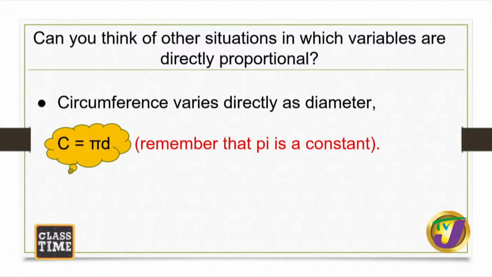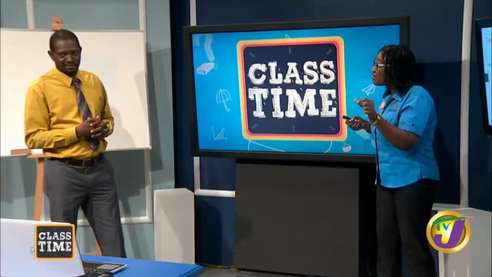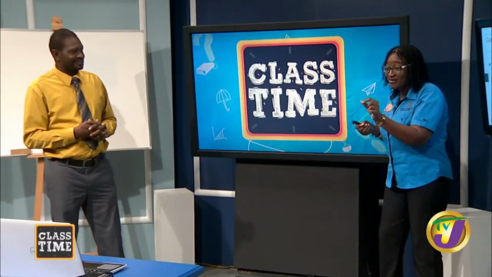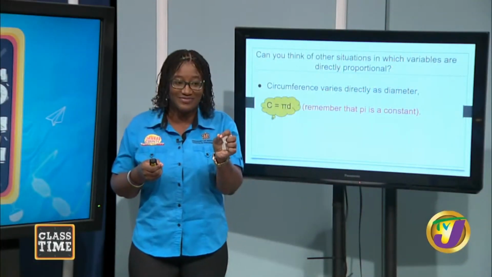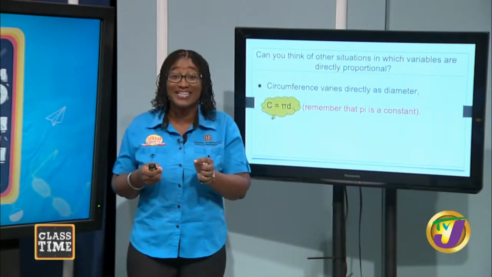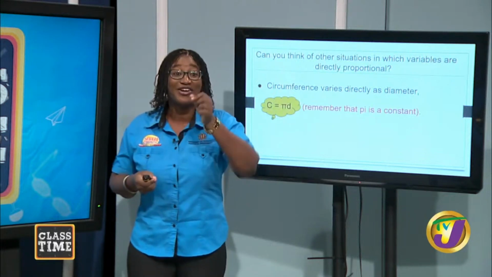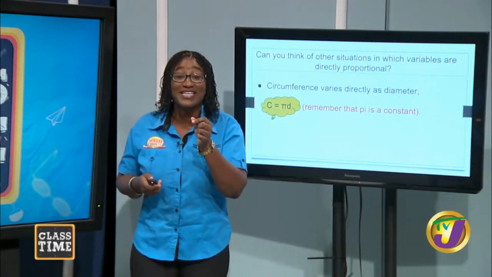I'm sure our students know this, that circumference is equal to pi multiplied by diameter. Now, remember earlier we had our equation where we said y is equal to k, which is a constant, multiplied by x. And I'm seeing that same kind of relationship coming out here. So my k here is pi. That constant value is pi. Did you get that, students? The constant value here is pi.